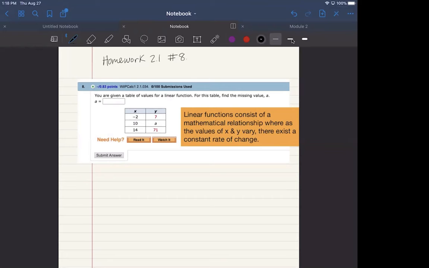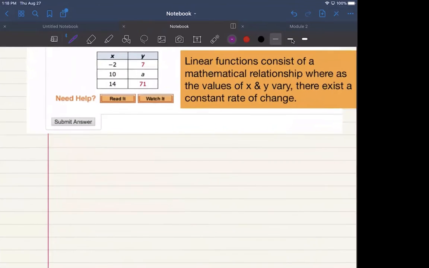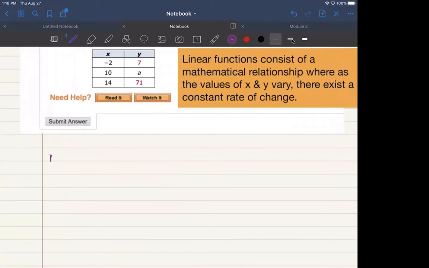Okay? So the first thing that I want to just point out is that when you're given a table and it states that this table has the values for a linear function, remember, linear functions consist of a mathematical relationship where the values of x and y vary together, there exists a constant rate of change, right? So I'm going to put it in a different color. I'm going to put it in purple. Constant rate of change. So when you see this form of constant rate of change, I want you to think about what this statement is saying, okay?